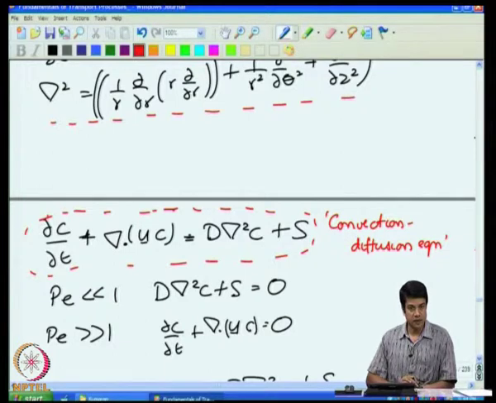The other is when the Peclet number is large compared to 1. In this case, you would think that we can completely neglect the diffusion term. Turns out it is not so, and we will see in the next few lectures how to deal with the high Peclet number limit of this convection diffusion equation.